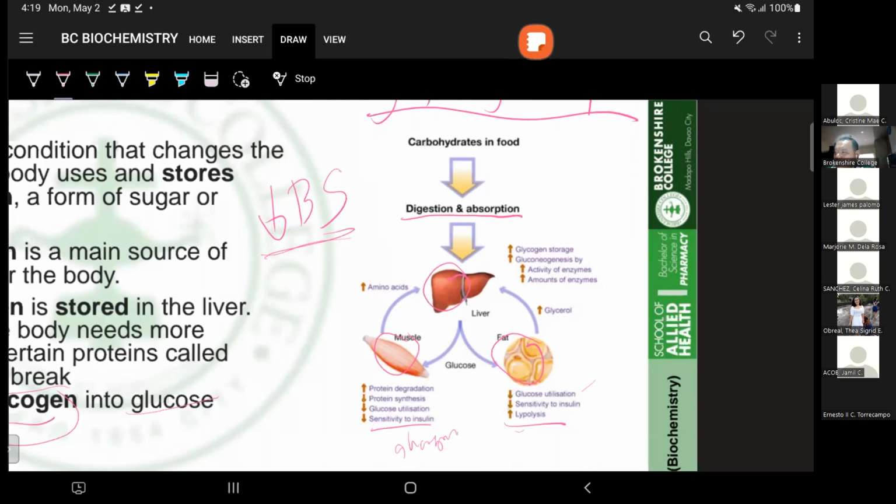So glycogen storage, okay? Digestion and absorption of your carbohydrates will increase glycogen storage, okay? And with this, from glucose to glycogen, the process is gluconeogenesis. Do you get me, students? From glucose to glycogen, it's gluconeogenesis.